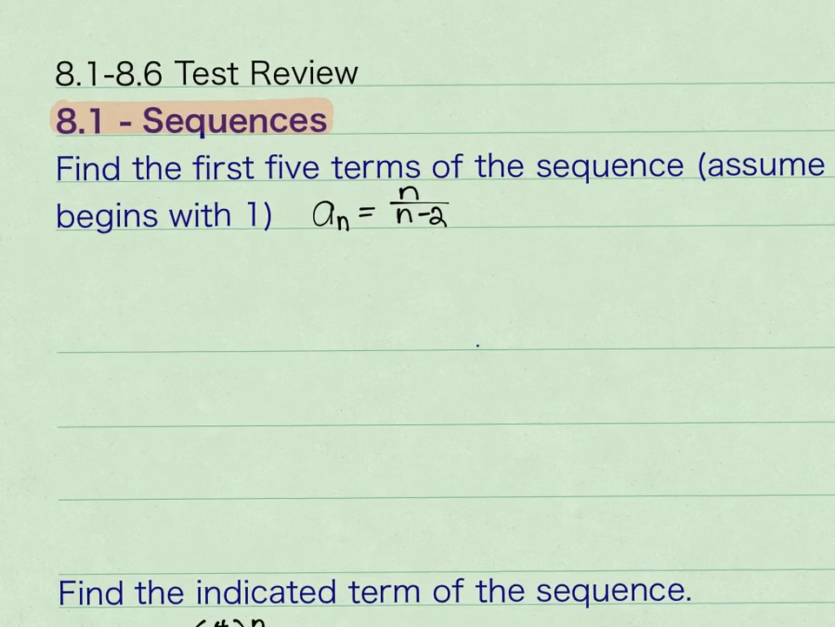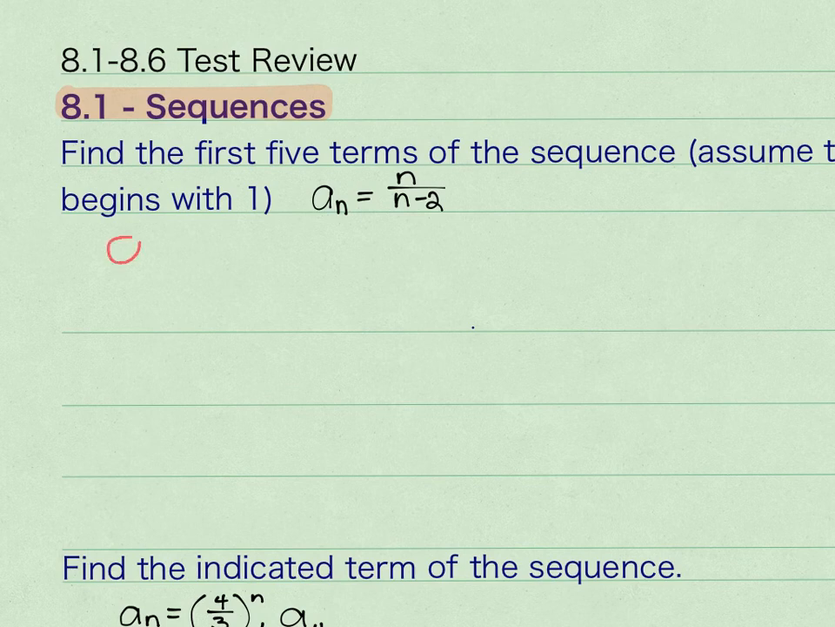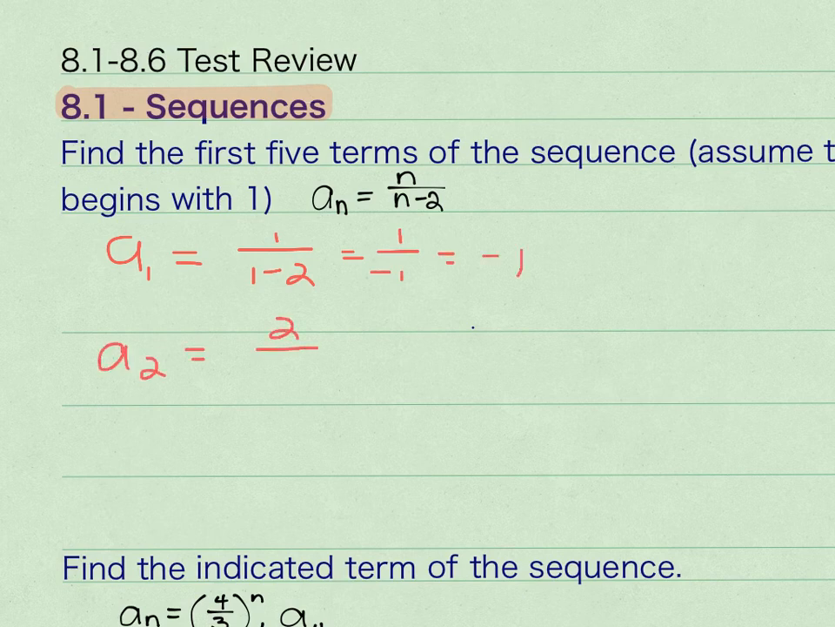So the first section was just sequences in general. This is where you're finding something like the first five terms of the sequence. So you're plugging in 1, plugging in 2, plugging in 3, plugging in 4, plugging in 5, right? So a sub 1 would be 1 over 1 minus 2, 1 over negative 1, which is negative 1. A sub 2 would be 2 over 2 minus 2, which is 2 over 0. What's 2 divided by 0?